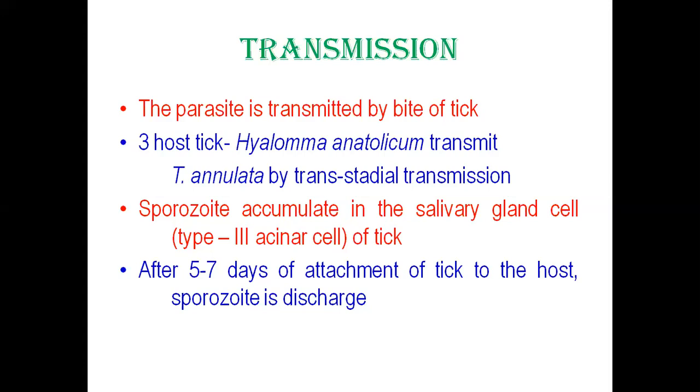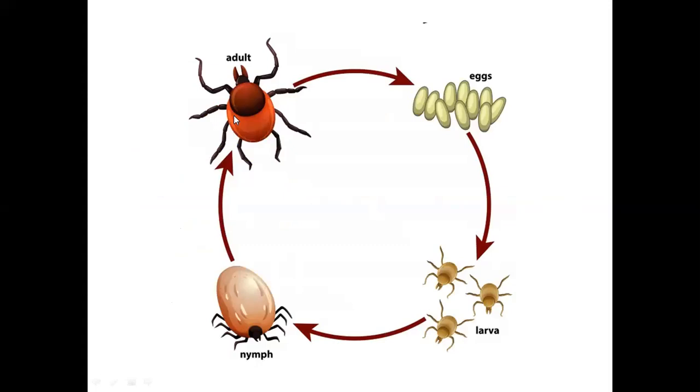I'll explain what exactly is transstadial transmission. This is the adult tick. The adult tick lays eggs in the grass or in the environment. From this egg, after 1 week or so, the larva will hatch. In the case of a three host tick, this larva will climb and feed on one cattle. If that cattle is infected with Theileria, it will go down and molt to a nymph, and this nymph will transmit to another host.